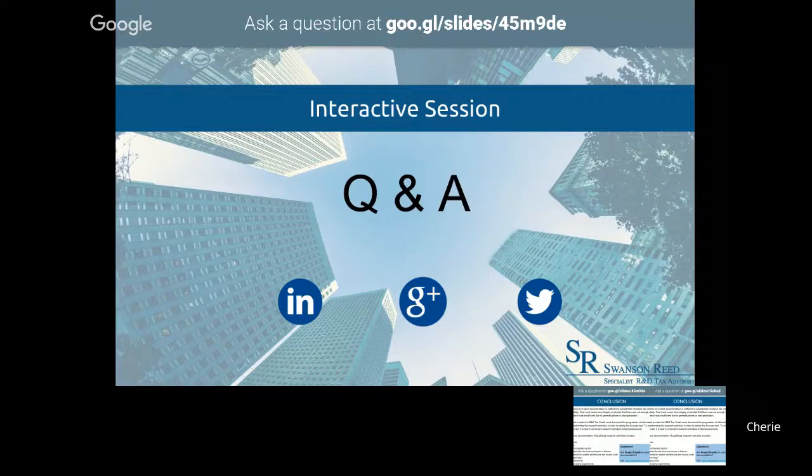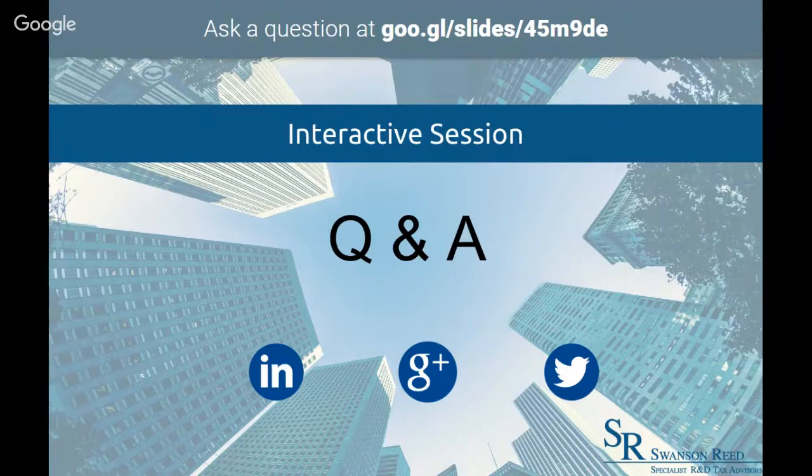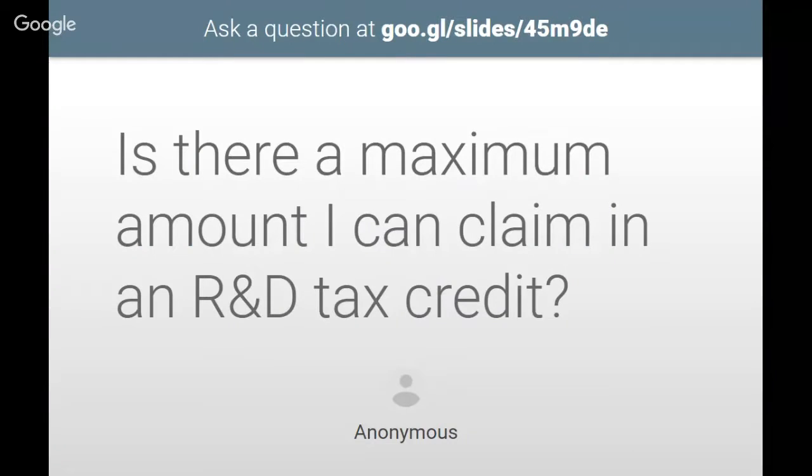Now, let's get to some questions very, very quickly. I have seen a number of questions come in. Well, one question, is there a maximum amount I can claim in an R&D tax credit? As Mike explained, there is no maximum for the federal and Texas state franchise credit. However, the FICA tax offset, the new tax credit for startups, has a maximum of $250,000 in tax offset per year.